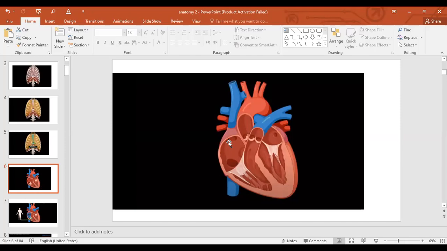Throughout your body, your blood will be either deoxygenated blood, which lacks oxygen, or oxygenated blood, which has oxygen.